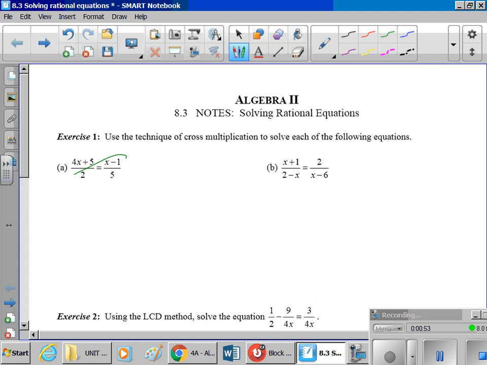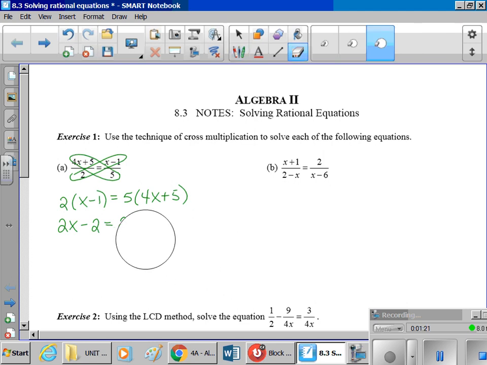So if we use cross multiplying, this times this equals this times this. Doesn't matter what side you start with. 2 times x minus 1 is equal to 5 times 4x plus 5. Redistribute. 2x minus 2 is equal to 20x plus 25. I forgot to put the x. I said it, just didn't write it. Let me write it down because I feel like so afterthought. So 20x plus 25.